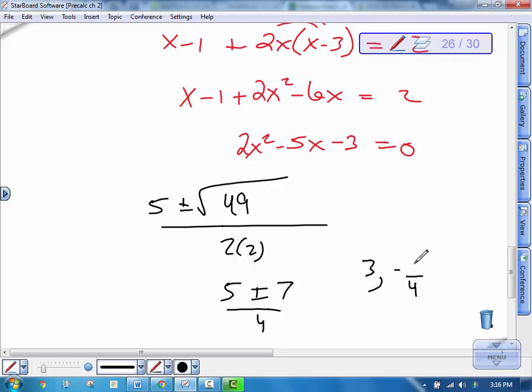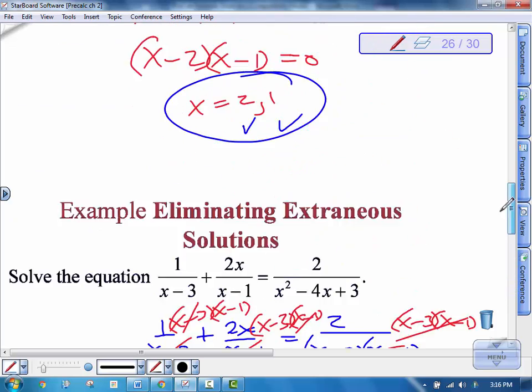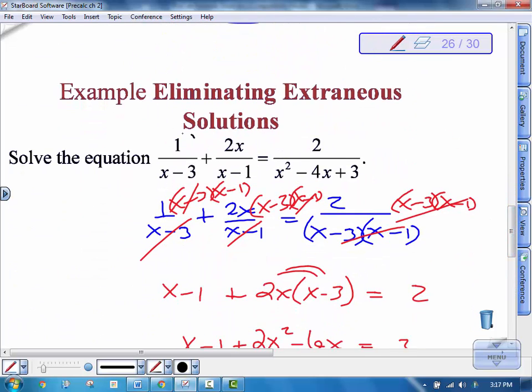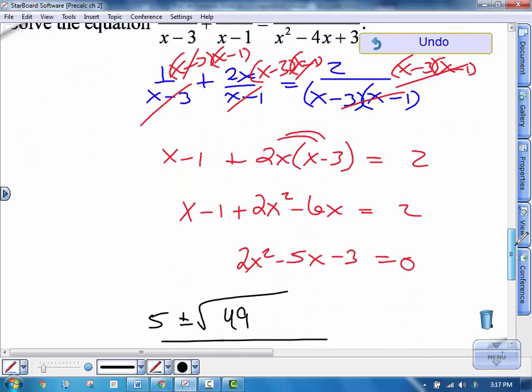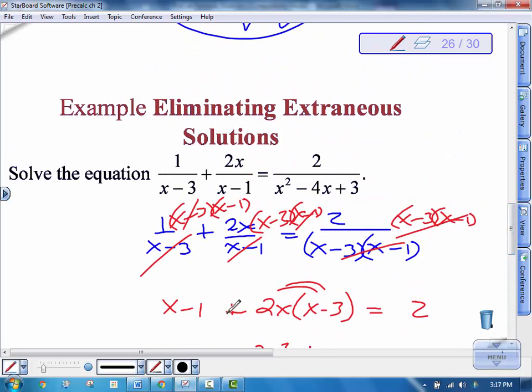I'm sorry, negative 2/4, which is negative 1/2. All right, so when we check these, 3 doesn't work right away because if you stick in 3, you get an undefined right there. So that doesn't work right away. My guess is then, so this is extraneous. Negative 1/2 then probably does work, but we should check it.